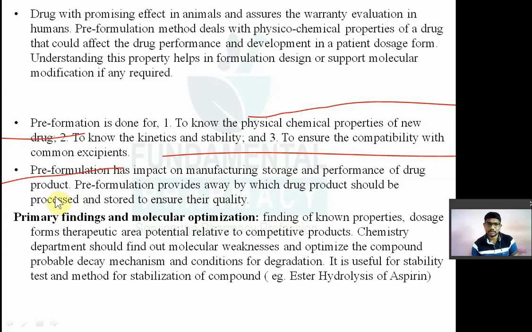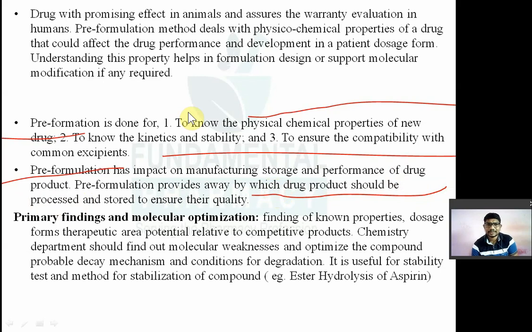Now pre-formulation provides a tool. If you have done pre-formulation studies, it provides a way by which the drug should be processed and stored, to ensure the quality of that product.